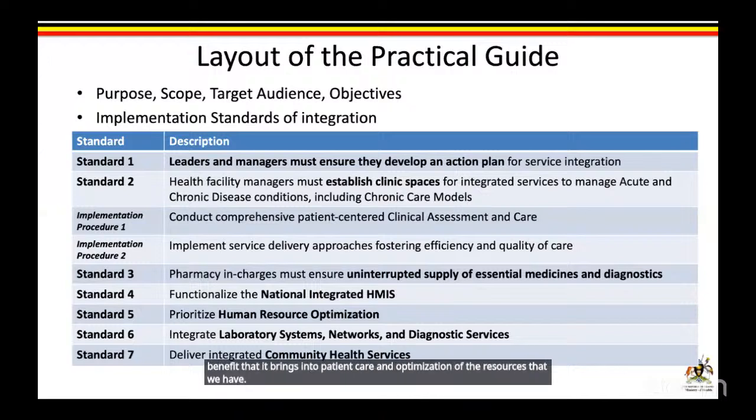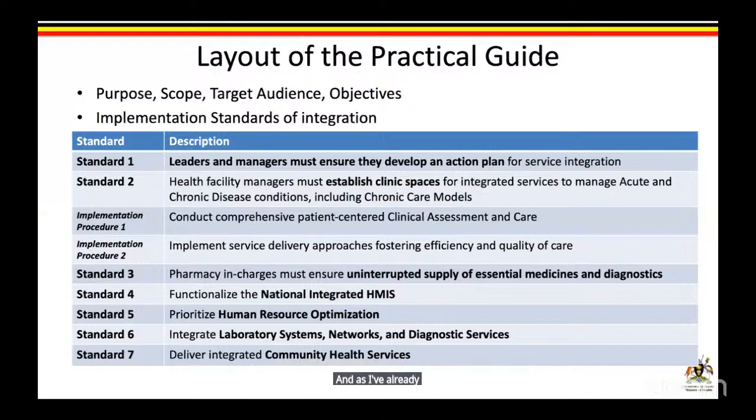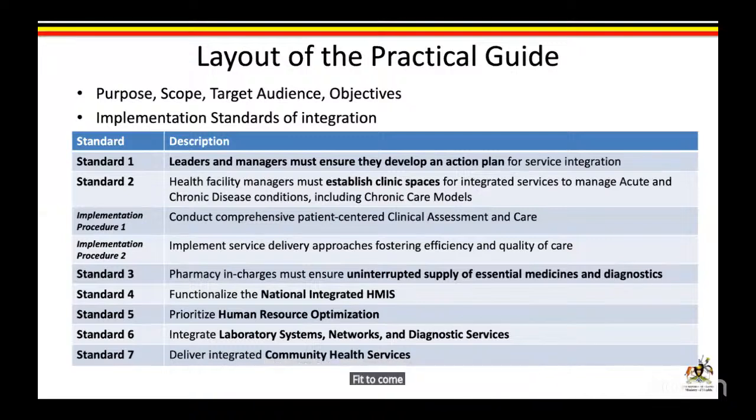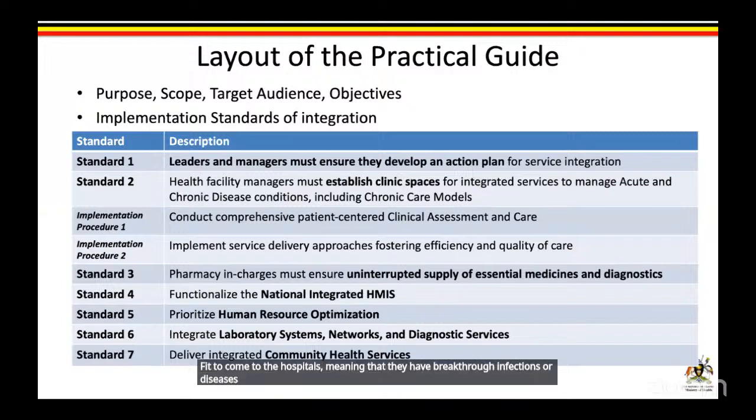And as already spoken to, Standard 7 is going to be looking at how we're going to integrate our services at community level to make sure that we are able to prevent diseases through health promotion at community level, and make sure that only those that are fit to come to the hospitals, meaning that they have breakthrough infections or diseases, are the ones that access hospitals.